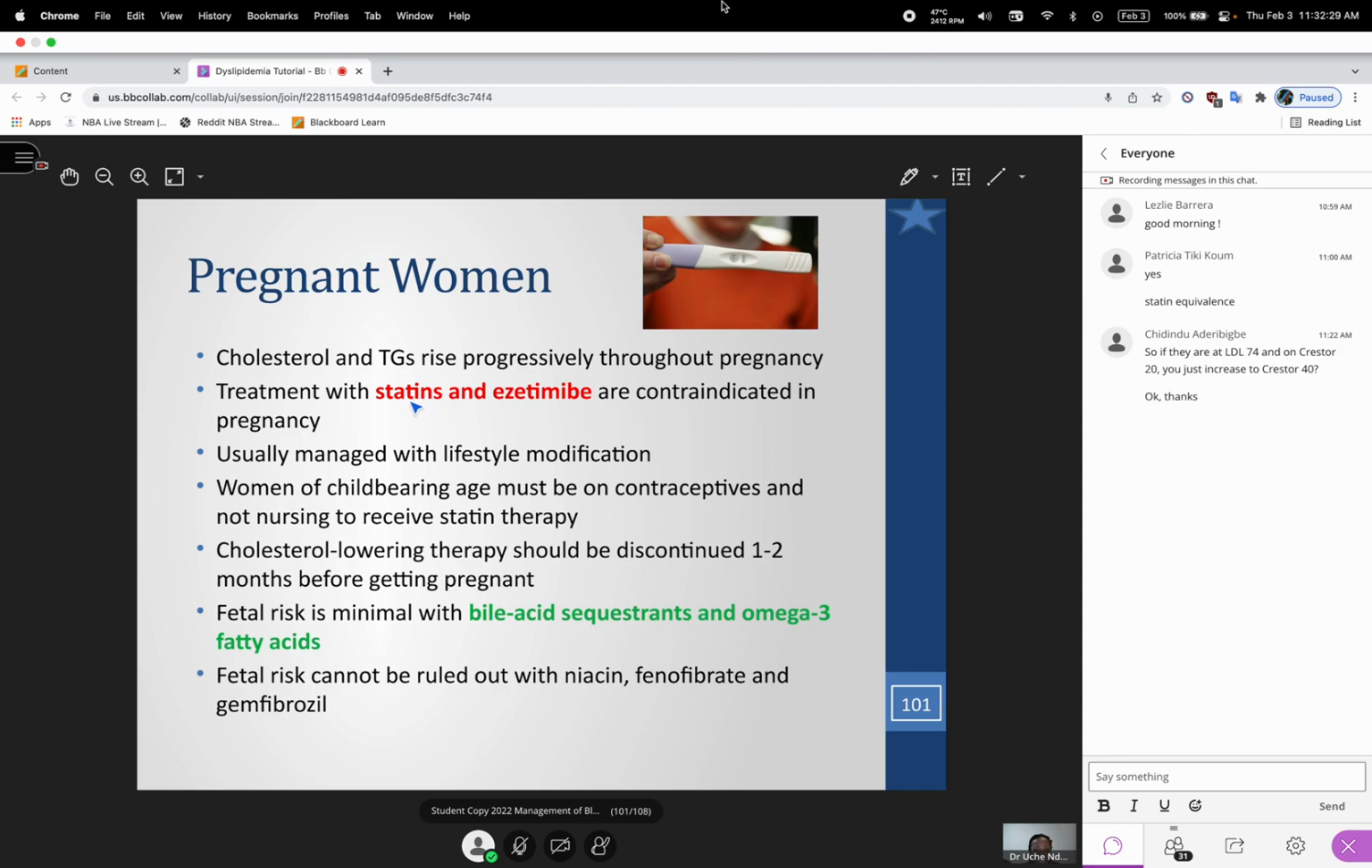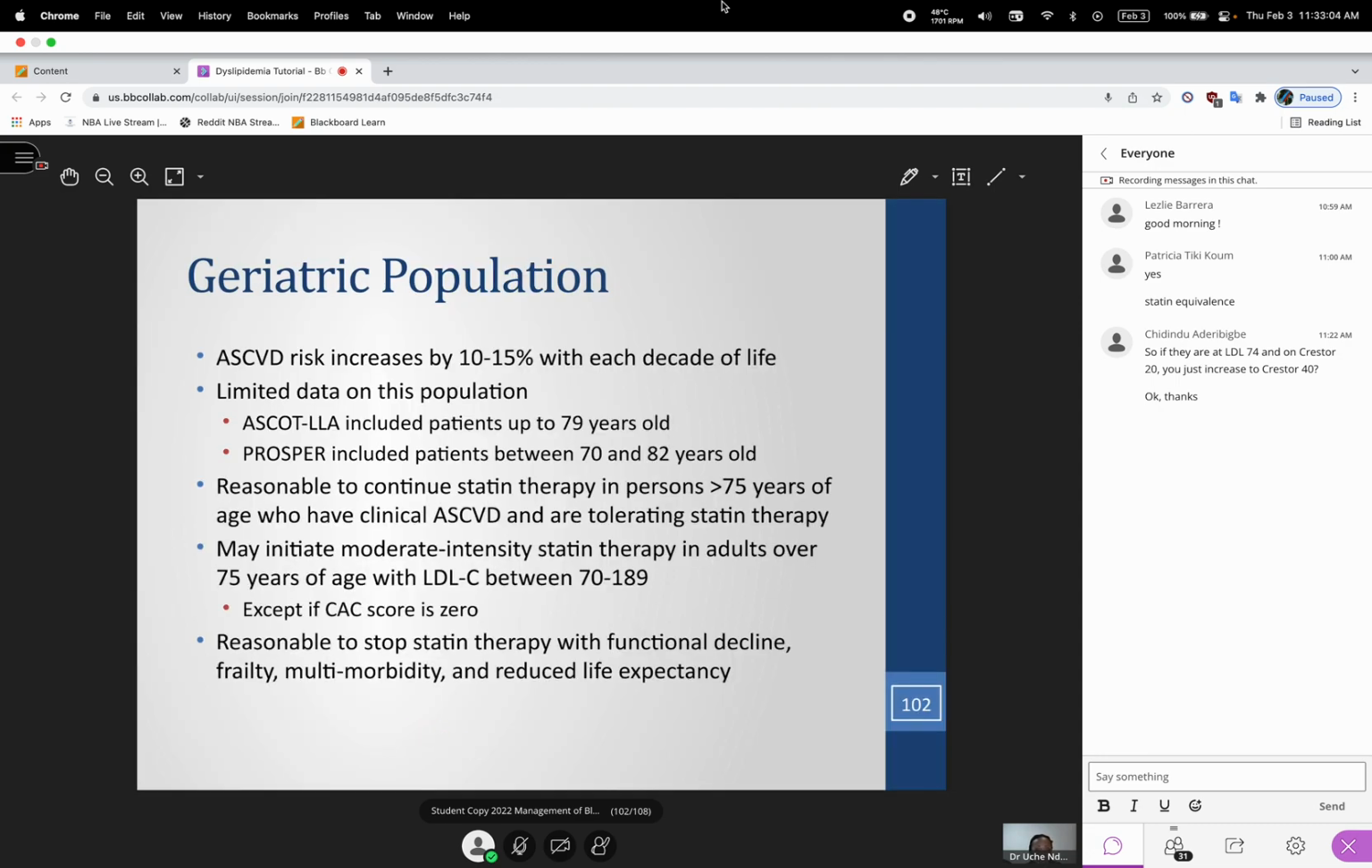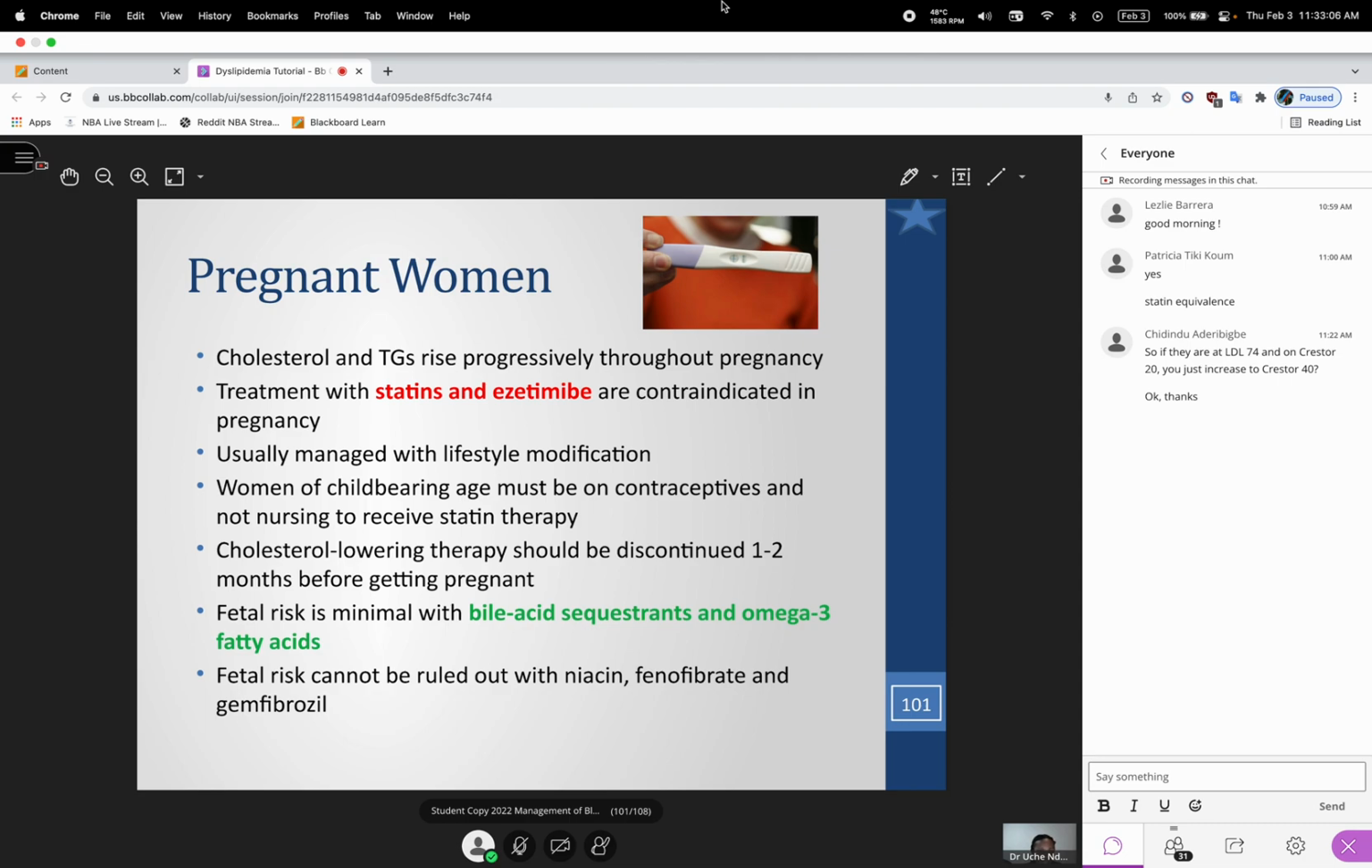Pregnant women, definitely not getting a statin, not getting ezetimibe. Bile acid sequestrants, omega-3 fatty acids, can be used with minimal risk. But the ones in red, we know for sure is a no. We don't know with niacin, fenofibrate, or gemfibrozil, but we do know that bile acid sequestrants and omega-3 fatty acids are reasonable options. But in general, we just stop the statin, especially if we know the woman wants to get pregnant, but definitely once we know that she is pregnant, and we just work with lifestyle. Okay, because a pregnant woman is not going to tolerate a bile acid sequestrant.